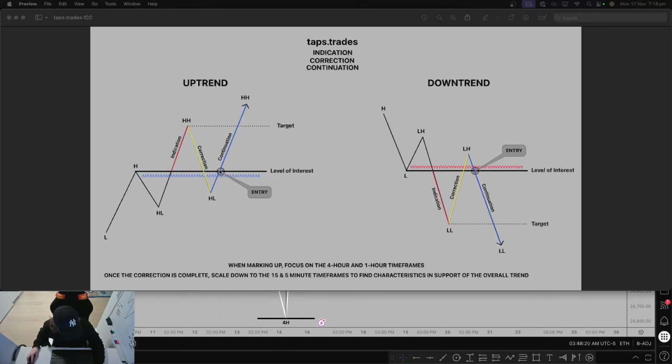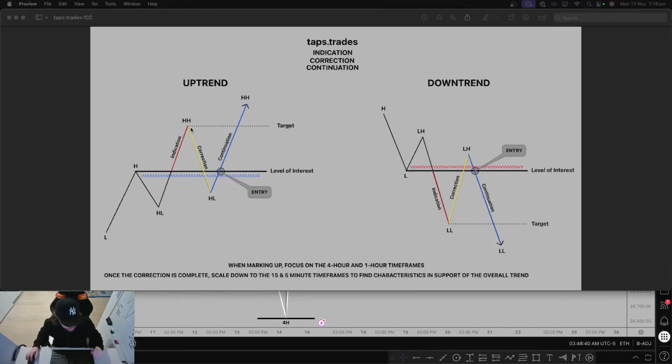So we're taking an entry, and we're putting our take profit at this higher high level. For me personally, I also have a take profit level at the halfway point. So I've got one at the halfway point and one at the higher high that we created. And that's as simple as it is.